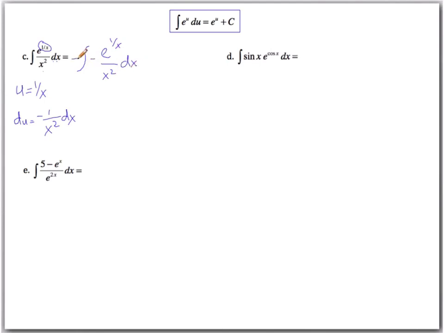And then we'll put a negative on the outside to counteract that. Okay, so now we can see here that I do have the negative e to the u du. And so my integral is just going to be negative e to the u plus c, which is going to be negative e to the 1 over x plus c.